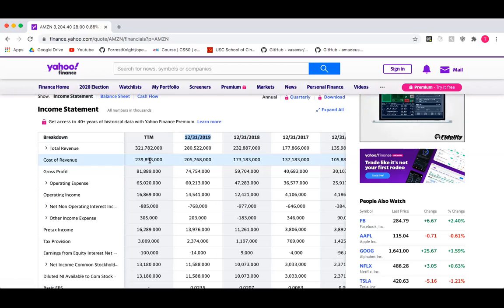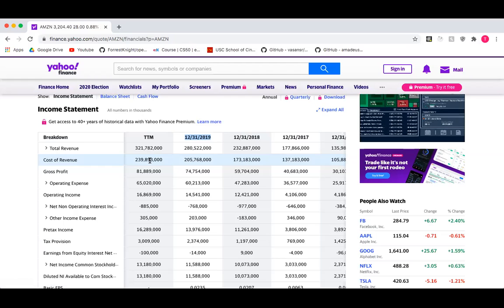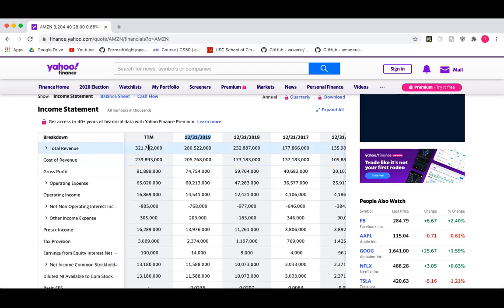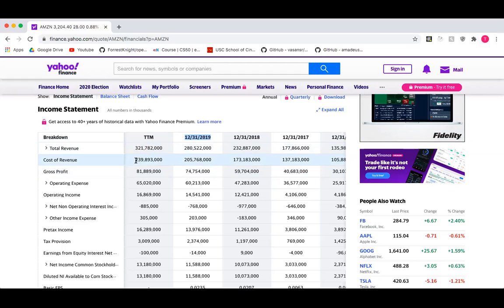So this is just all the direct costs related to the product or service that Amazon is selling, or any company you're looking at is selling. So just think of it as the direct costs, what directly goes into making this product or service, and that's cost of revenue. And then that brings us to gross profit. So gross profit is just our total revenue minus our cost of goods sold. So this tells you how profitable the company is after taking out direct expenses.